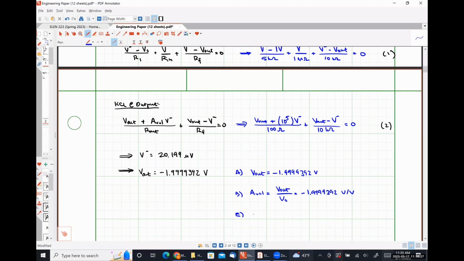E was finding Vd, which is V plus minus V minus, or negative 20.199 microvolts. Everything that we've seen here agrees with what we would expect for an ideal case, right?